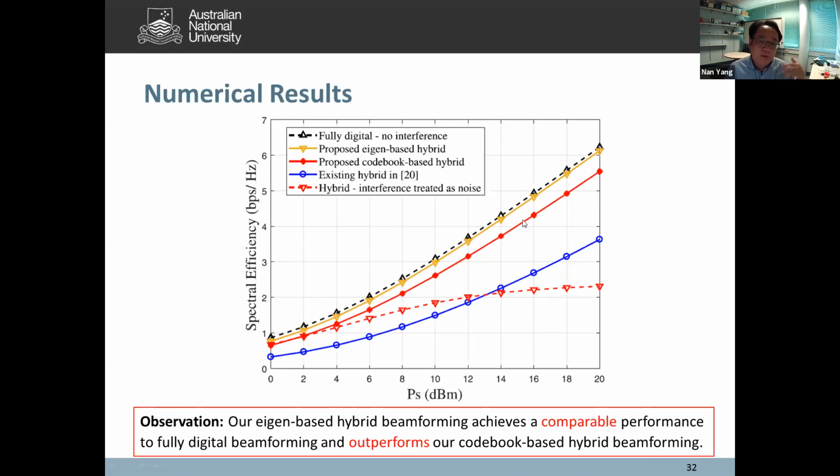We show that design two achieves a comparable performance to the fully digital one, but with a lower complexity. And for design one, the performance is not that bad, it is still acceptable. So this is the quick introduction to our second work.